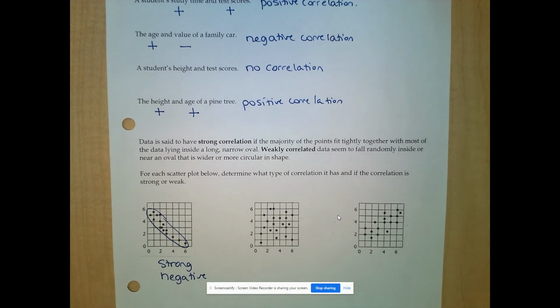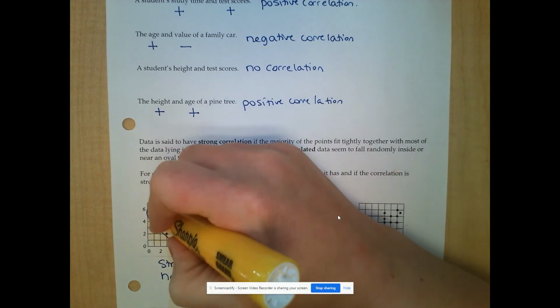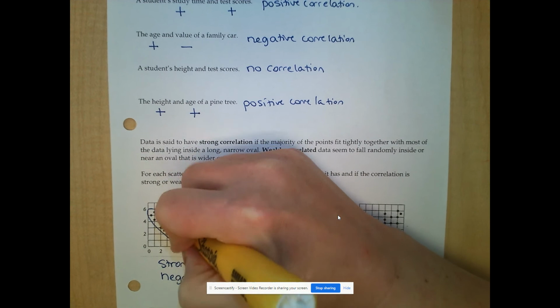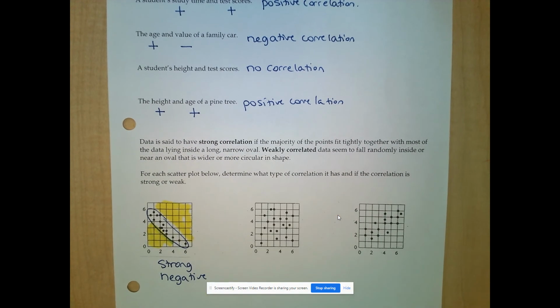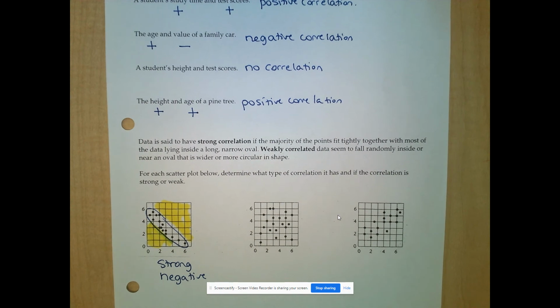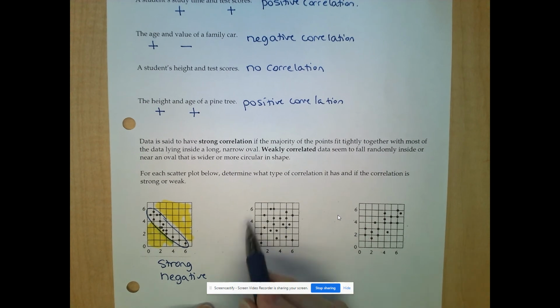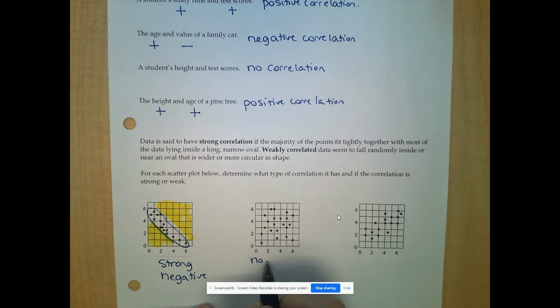Another thing that I do sometimes is grab a highlighter and I will highlight or shade all of the sections that don't have data. And sometimes that helps me see whether or not it's strong. If there's a lot of highlighter, that means that the data is really tightly grouped. The middle one looks like it's scattered everywhere, so that would be no correlation.